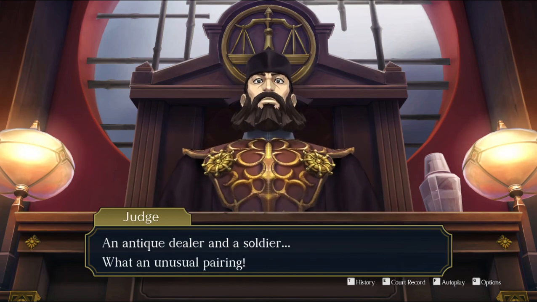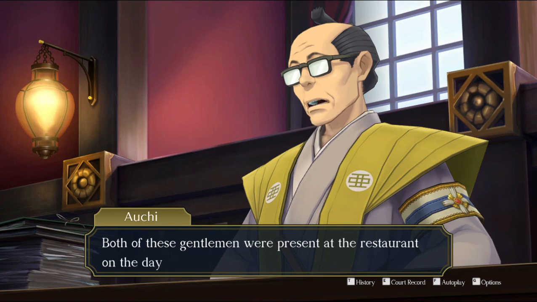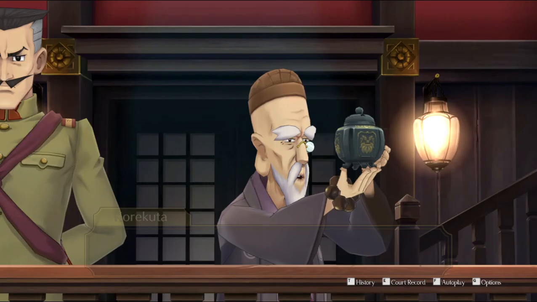An antique dealer and a soldier. What an unusual pairing. Both of these gentlemen were present at the restaurant on the day in question. They must be the diners at the other tables that the waiter mentioned.